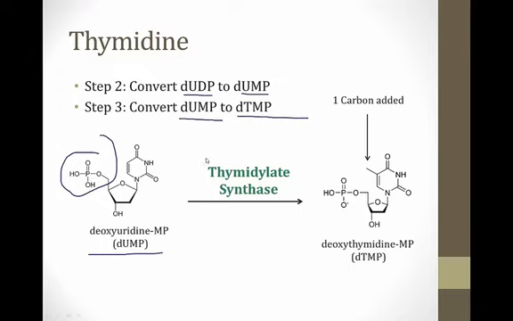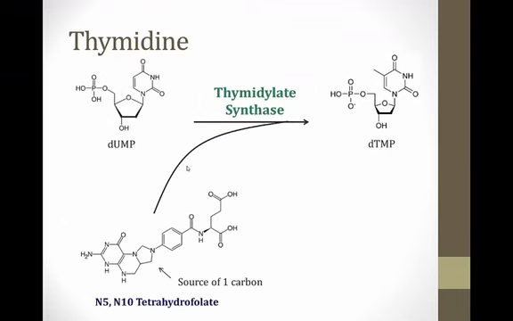And in order to do this step, you use an enzyme called thymidylate synthase, and you add one carbon right here to the uridine to create thymidine. The reason this step is so important, and the reason it's so highly tested on Step 1 of the boards, is because it involves the use of the vitamin folate. So folate can be converted into a molecule called N5-N10 tetrahydrofolate, and that is the source of the one carbon right here that gets added to uridine to create thymidine.